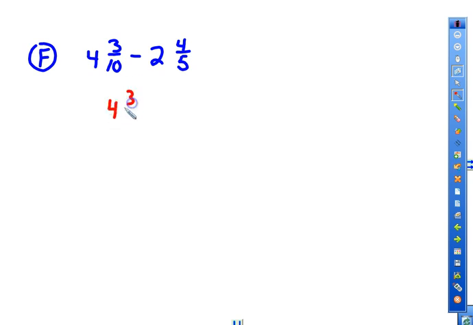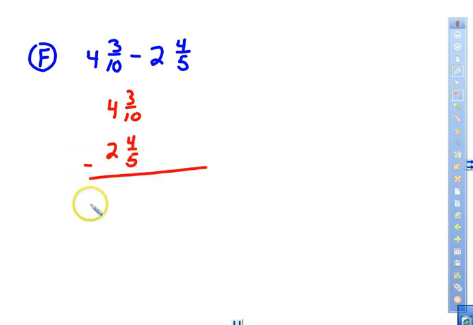So I have 4 and 3/10 minus 2 and 4/5. We're going to subtract again. Look at my largest denominator, and 5 goes into that equally. So yes, 3/10 is going to stay the same. And this is going to become a 10. So 5 times what is 10? Times 2. So 4 times 2 is 8.